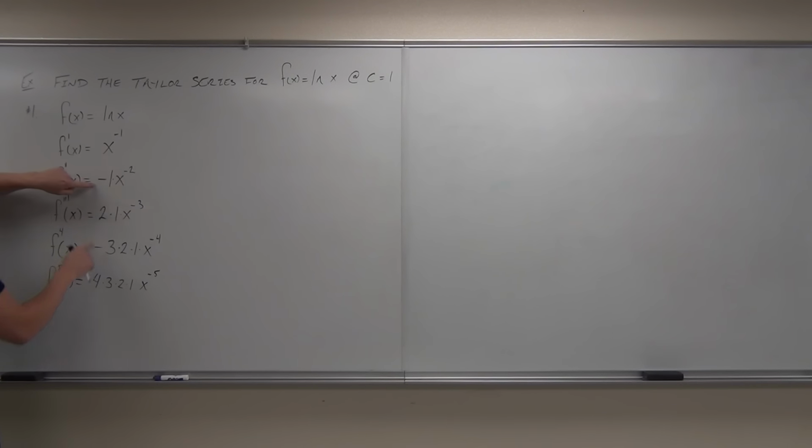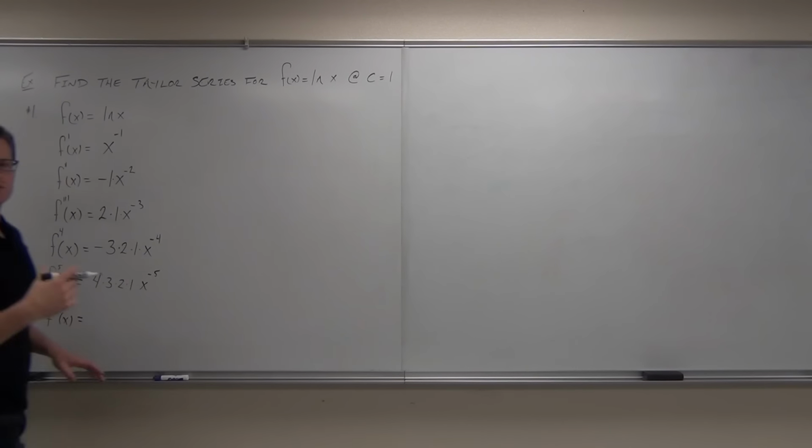If I omit the negatives and positives, this is 2 minus 1 factorial? Sure. Is this 3 minus 1 factorial? Is this 4 minus 1 factorial? And 5 minus 1 factorial? And 1 minus 1 factorial? 0 factorial? Yeah, 0 factorial is 1. Okay, so we could do the nth derivative right now.